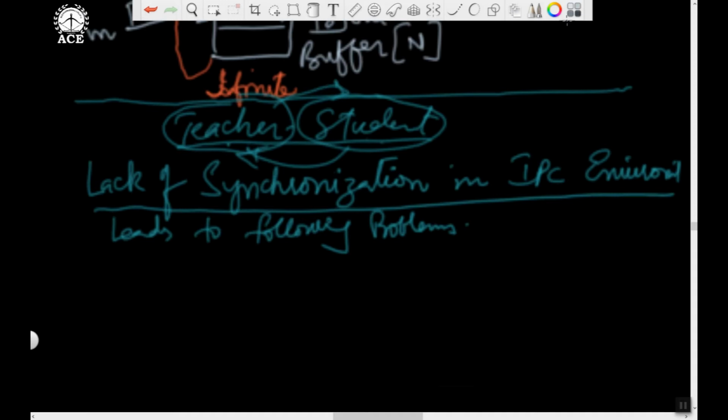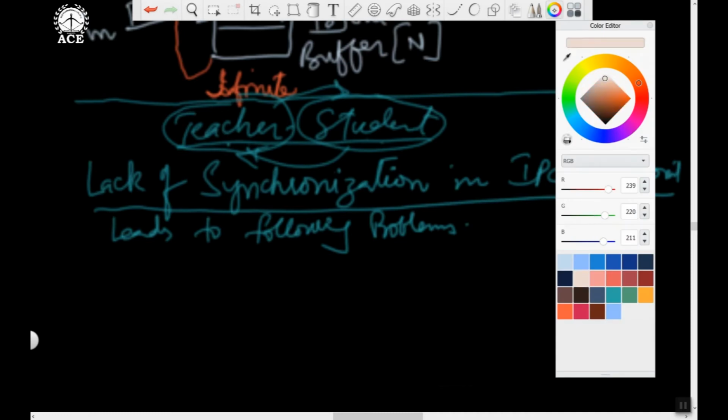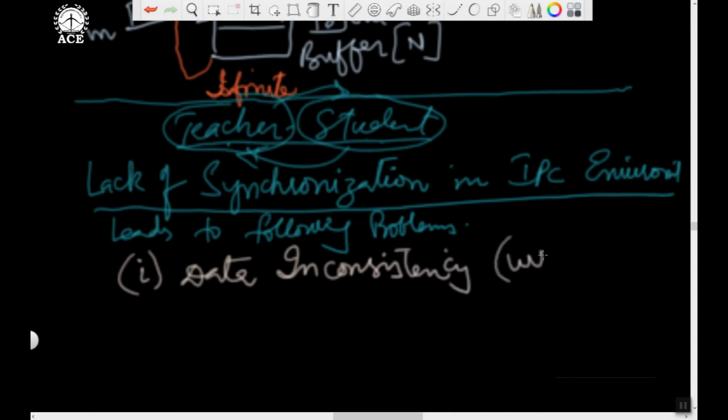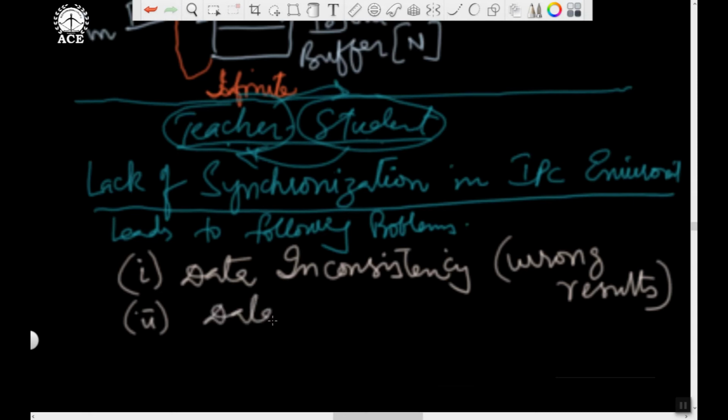The first problem which has been identified is called, let me write it here, data inconsistency. That means it is going to give you wrong results. If the teacher is telling something wrong, students will get wrong information. So that is called inconsistency. If not data inconsistency, sometimes it may lead to data loss. Data will get lost. The teacher is speaking very fast, students are unable to catch up, and that data will be lost: loss of data.